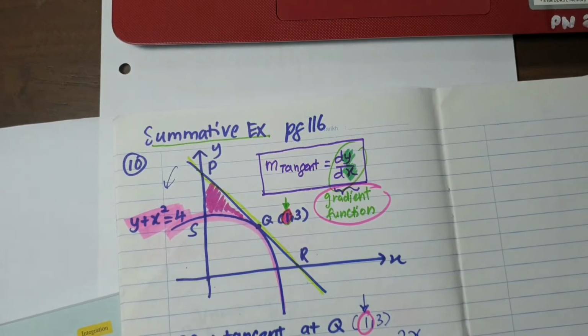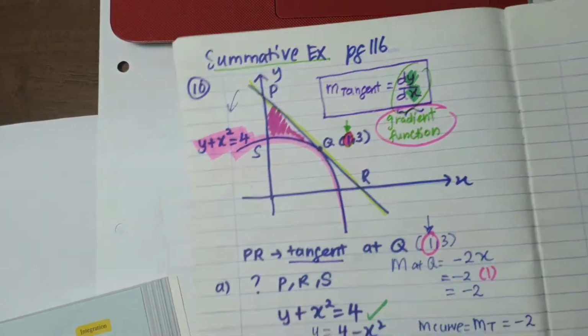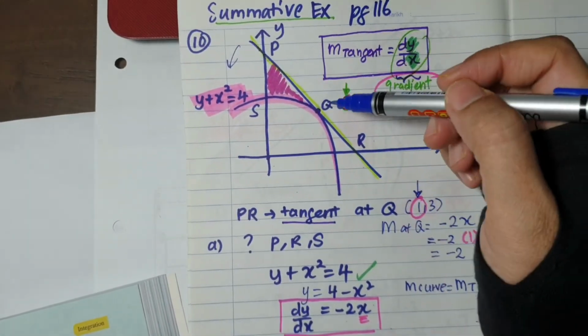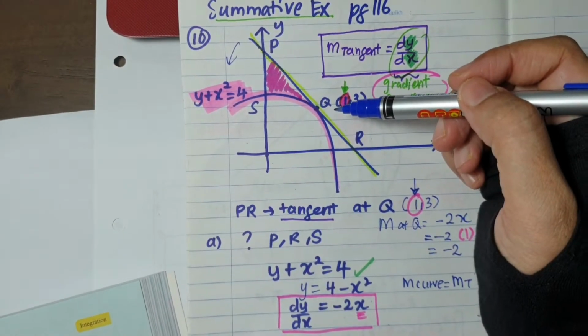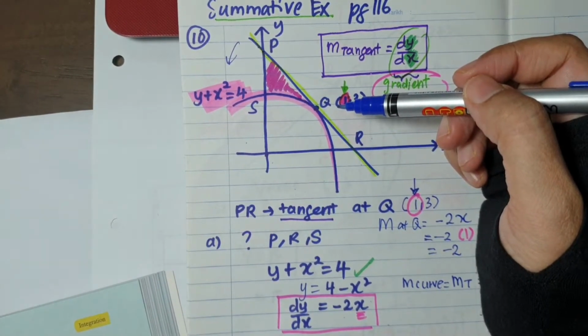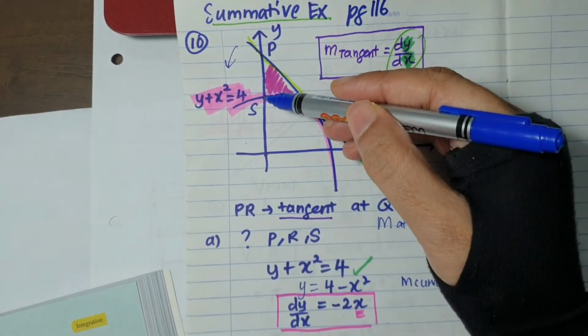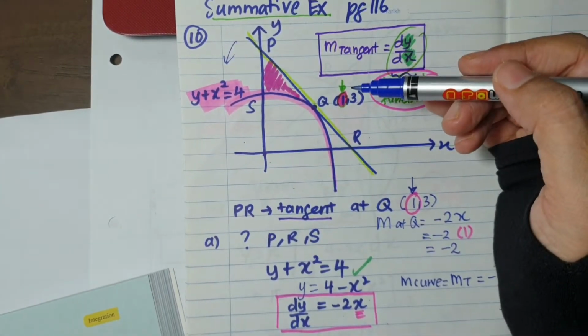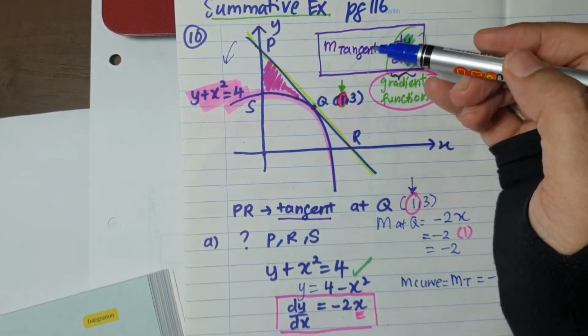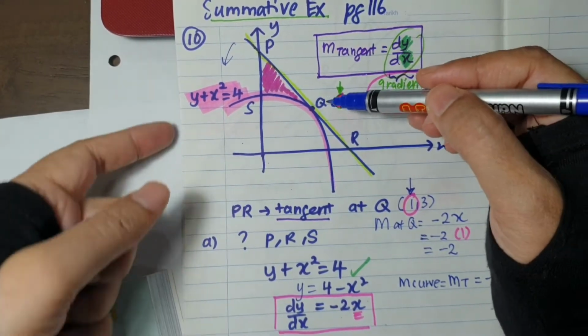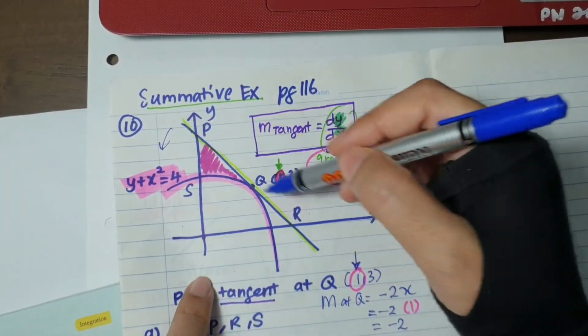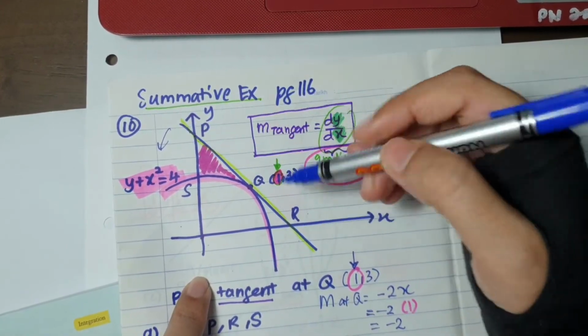So, the question asks you to find point P. What point does the question ask you to find? Find the coordinates of the points P, R and S. We have already got the gradient of the tangent to the curve PQR.